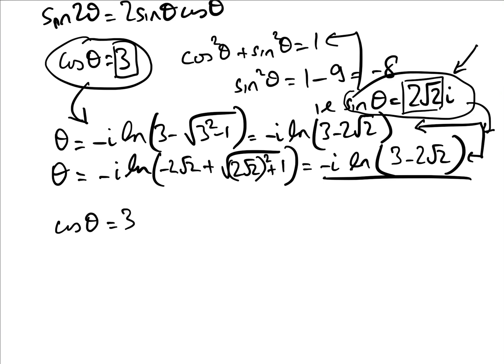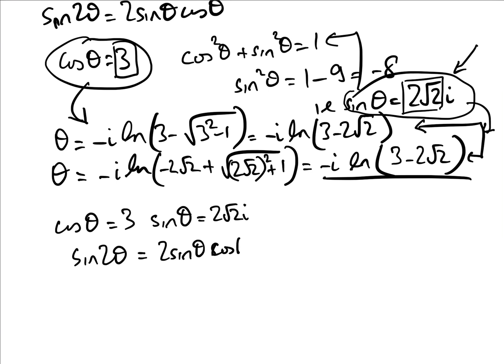So we know that cos theta is 3, and we know that sine theta is 2 root 2 i. All right, what's sine 2 theta? Well, sine 2 theta is 2 sine theta cos theta. That therefore is going to be 2 times 2 root 2 i times 3, which is 12 root 2 i. So sine of 2 theta is 12 root 2 i.